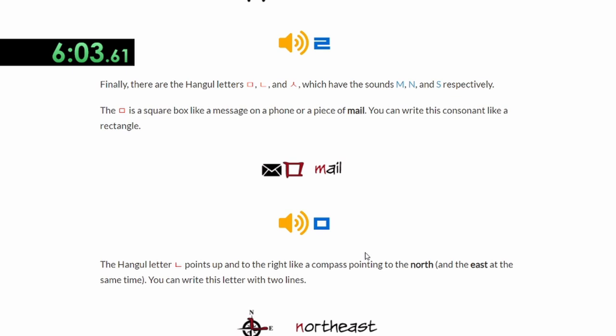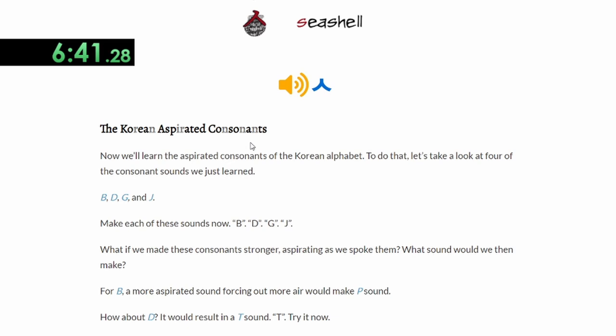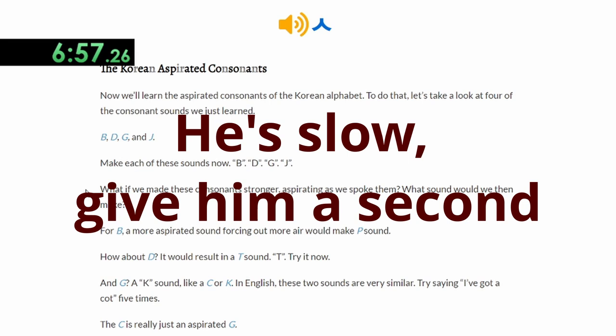Okay, the Korean aspirated consonants. Now we'll learn the aspirated consonants of the Korean alphabet. To do that, let's take a look at four of the consonant sounds we just learned. B, D, G, and J. Make each of these sounds now. B, D, G, and J.